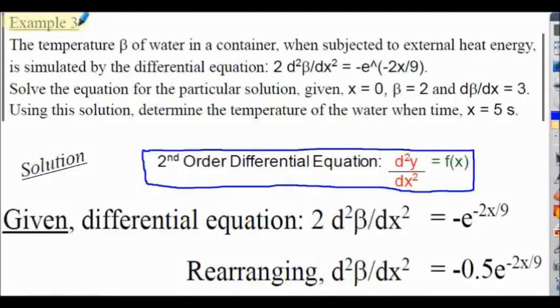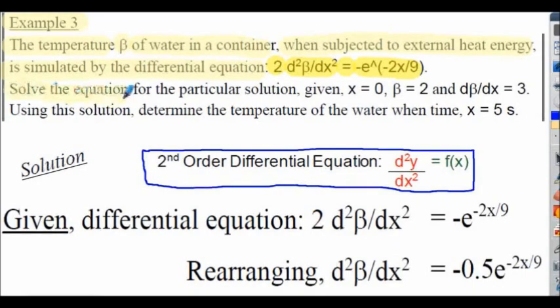Let's consider example 3. This is written as a descriptive problem, but the same solution sequence is required. So the context here, the temperature, beta, of water in a container when subject to external heat energy is simulated by the differential equation 2 multiplied by d2 beta by dx squared is equal to negative e to the power of -2x divided by 9. Just note the formatting I've used there for the exponential, often used in spreadsheet software packages.